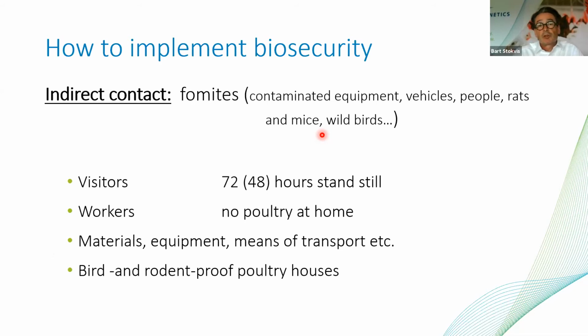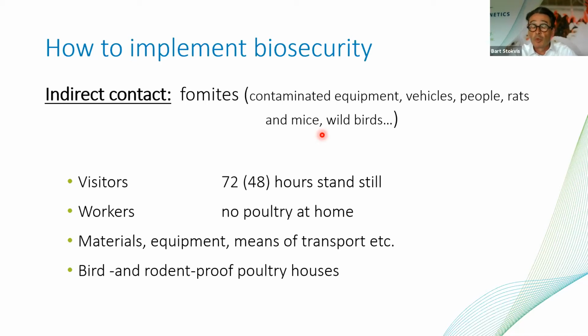Indirect contact, it's already mentioned by Jeanine a little bit and by Thomas. It is about fomites. So contaminated equipment, vehicles, people, but also vermin like rats, mice, and wild birds. We are using a 72 hours standstill for our visitors. So that means 72 hours free of poultry. But I think when you can have 48 hours, or maybe a little bit more practical, 3 nights free of poultry, that is already very nice.